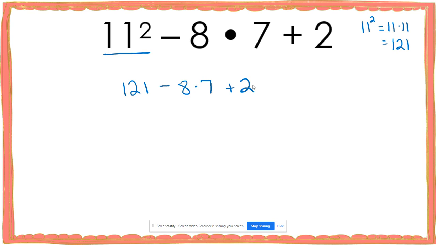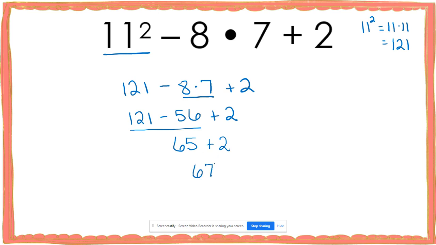The next step after exponents is multiply or divide. I have multiplication right here, so I'm going to need to do 8 times 7, which is 56. So I have 121 minus 56 plus 2. Now I need to add or subtract from left to right. So the first thing that I see is subtracting, so that's what I'll do first. 121 minus 56, which gives me 65. And then I have plus 2. When I add 65 plus 2, I get 67.